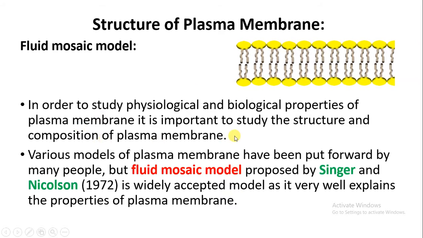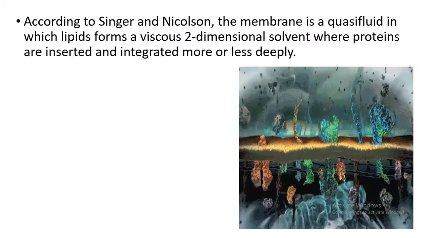So there are many models which explain how exactly the plasma membrane looks, but here there was a model, that is the fluid mosaic model, which was given by the scientists Singer and Nicholson. And this model is widely accepted because it is the one which is very much able to explain how exactly the properties of the plasma membrane are present.